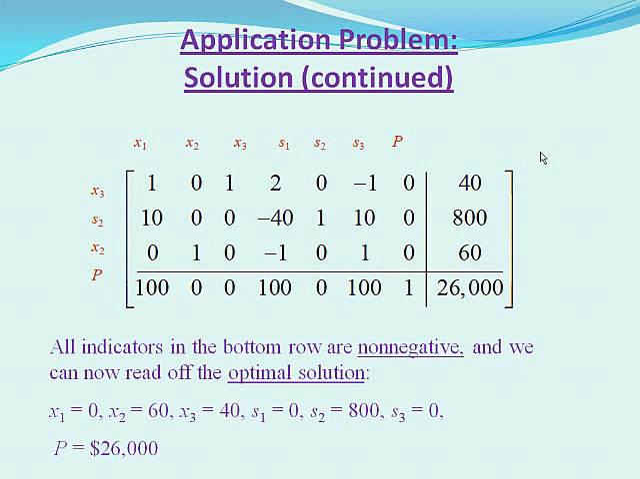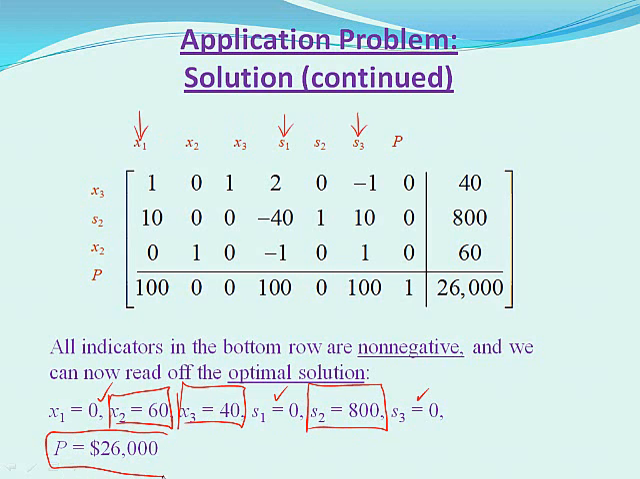Once we complete the pivot operations, we get this final tableau. All indicators in the bottom row are non-negative. And we can now read off the optimal solution. x1 is equal to 0, s1 is equal to 0, and s3 equal to 0 because they are non-basic variables. And based on this, the remaining variables will be x2 equal to 60, x3 equal to 40, and s2 equal to 800 with the P value equal to 26,000.